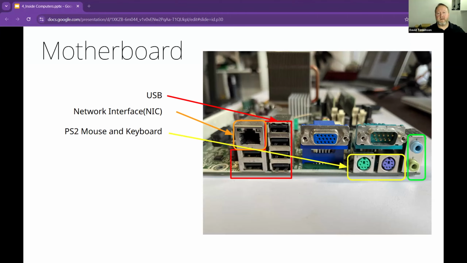What are these ones in green then? Speaker and headphones, yes. So audio and mic, audio jacks. Yep, that's perfect. Oh, this is replaced with USB now. Why do we have anything else other than USBs? Very good question.